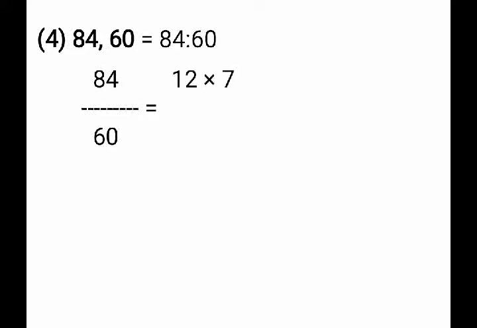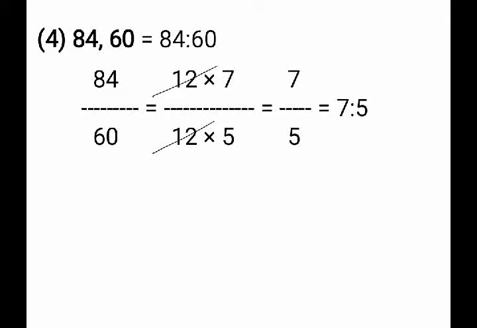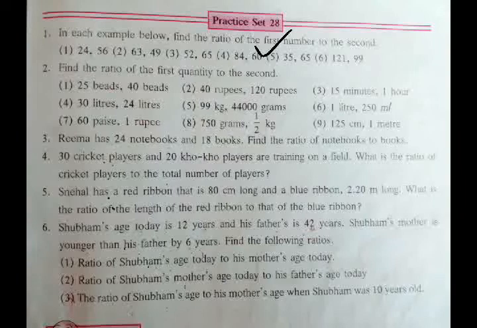12 sevens are 84 upon 12 fives are 60. Now you have to cancel number 12 on numerator and denominator. What will remain? 7 upon 5. Write the ratio form of 7 upon 5 is equal to 7:5. Next, 35, 65. First number is 35 and second number is 65. Write the ratio form of first number to the second number. That is equal to 35:65.